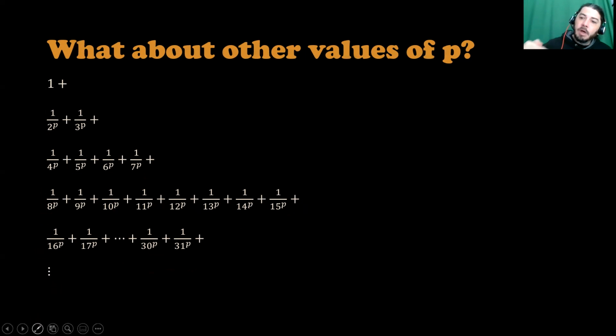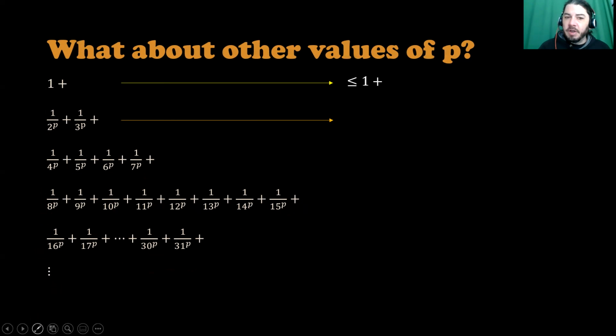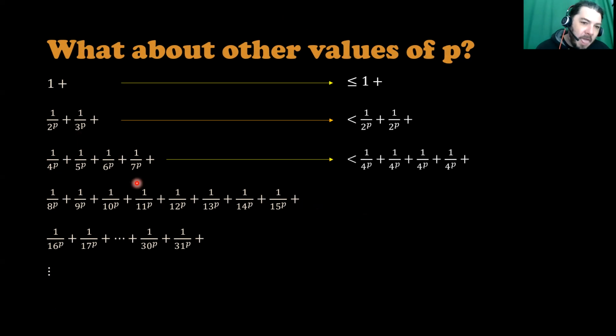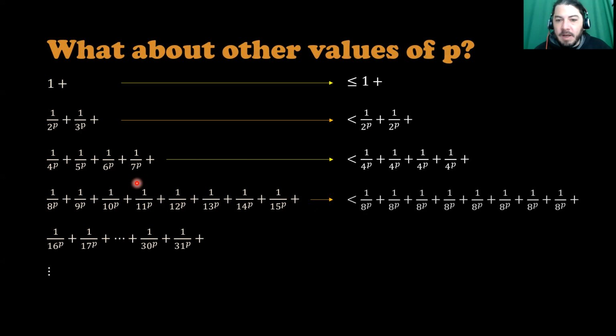In each chunk, we're doubling the number of terms, and we can just go through chunk by chunk and find something that each is less than. So 1 is, of course, less than or equal to 1. The second chunk is less than or equal to 1 over 2 to the p plus 1 over 2 to the p, right? Because if p is positive, then 1 over 3 to the p is less than 1 over 2 to the p. Then this next chunk, there's 4 terms, each of which is smaller than 1 over 4 to the p. Next chunk, there's 8 terms, each of which is less than 1 over 8 to the p. Next chunk, there's 16 terms, each of which is less than 1 over 16 to the p.